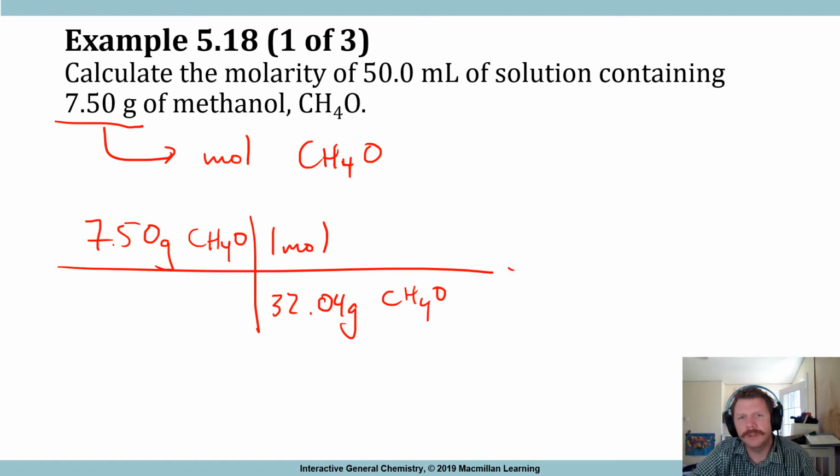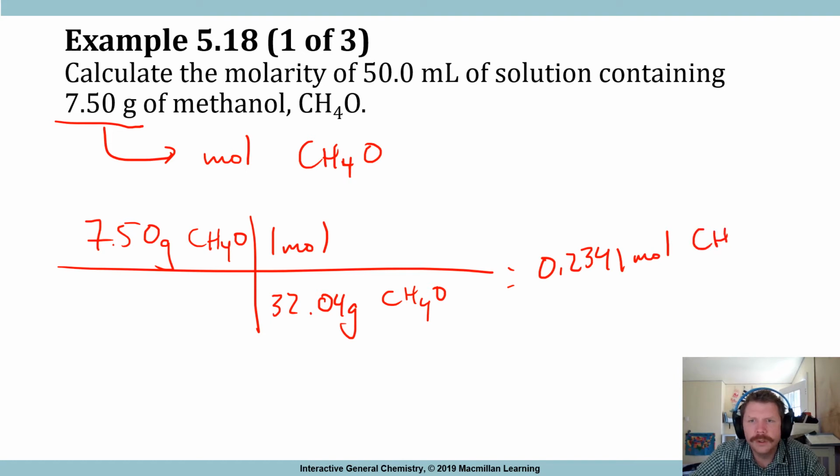Now what I'm going to be able to do with this is solve for the number of moles. So 7.5 divided by 32.04 gives me 0.2341 moles of CH4O. Okay, and I'm going to divide that by 50 milliliters.